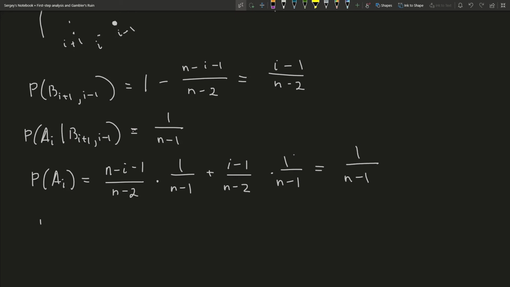Now what was n? n was 100. We had 100 entities, 99 sheep, 1 wolf. And so plugging that in, we get the result, which is 1 over 99. So the probability that the sheep that was initially opposite to the wolf survives last is 1 out of 99.